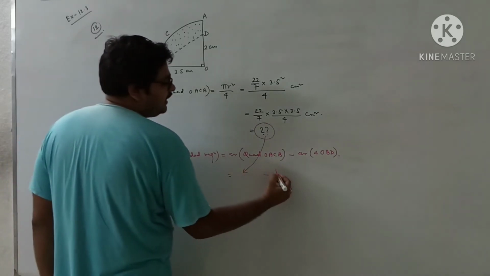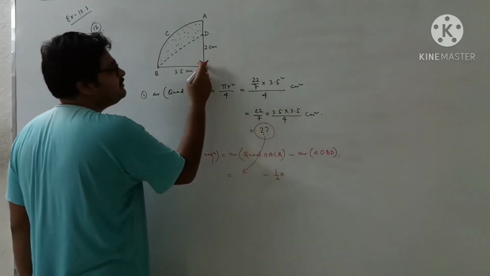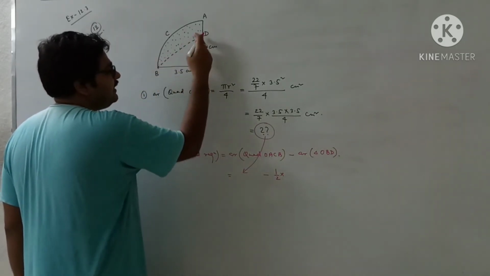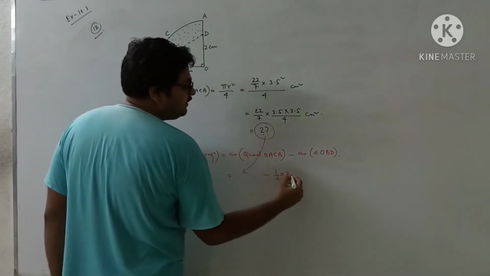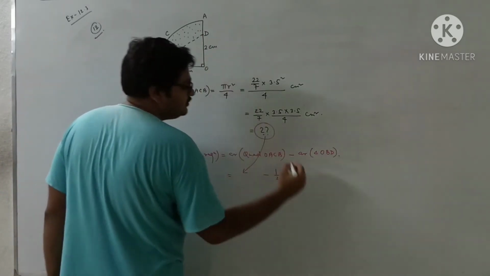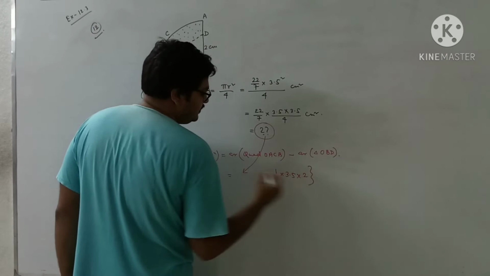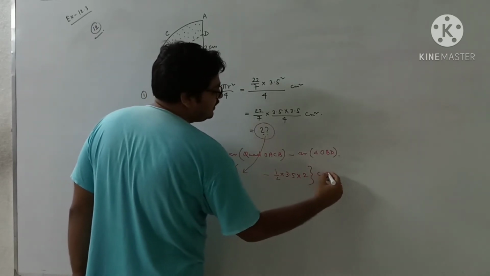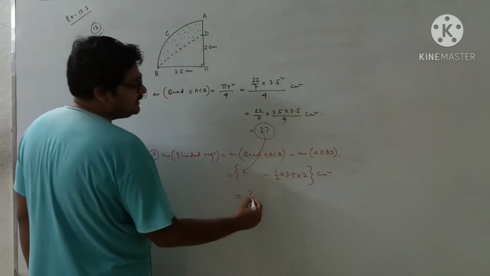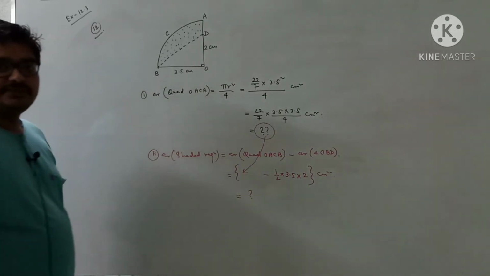What is the formula? Half into base into height, because this is perpendicular. These are right angle triangle. Base is 3.5 and the height is 2. So this much centimeter square. I think you can calculate it now to find out the final answer.